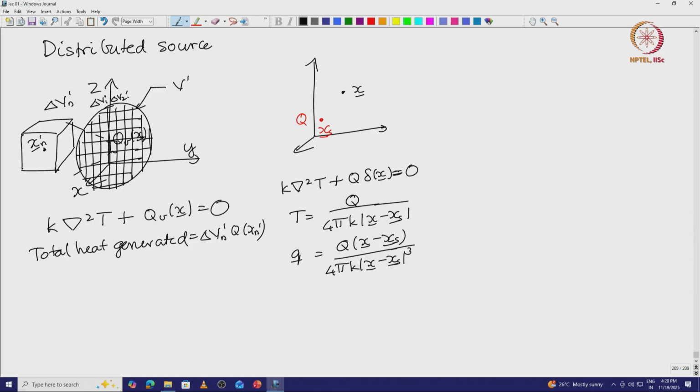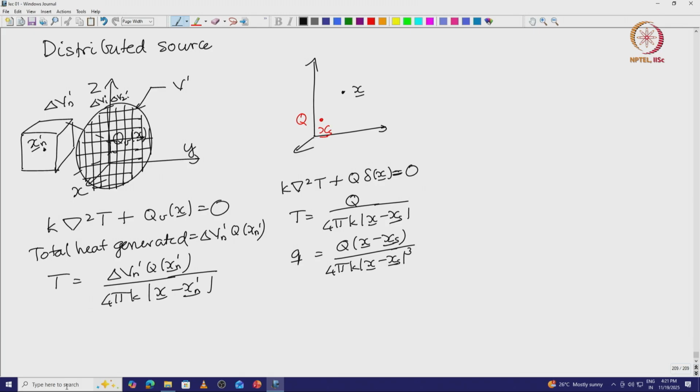The temperature field is obtained by the equation k del square T plus q n. Therefore, the temperature field due to this is going to be equal to delta V n prime q of x n prime by 4 pi k into modulus of x minus x n prime, where the primes denote the source point.